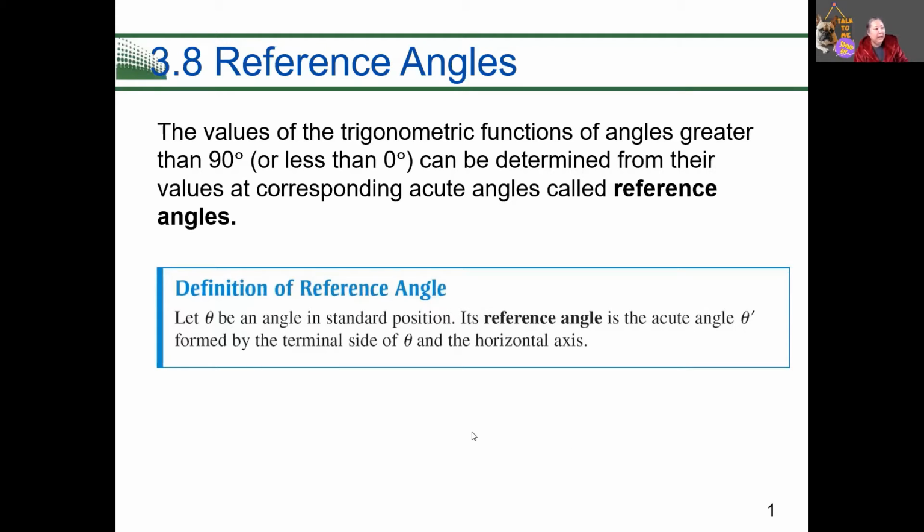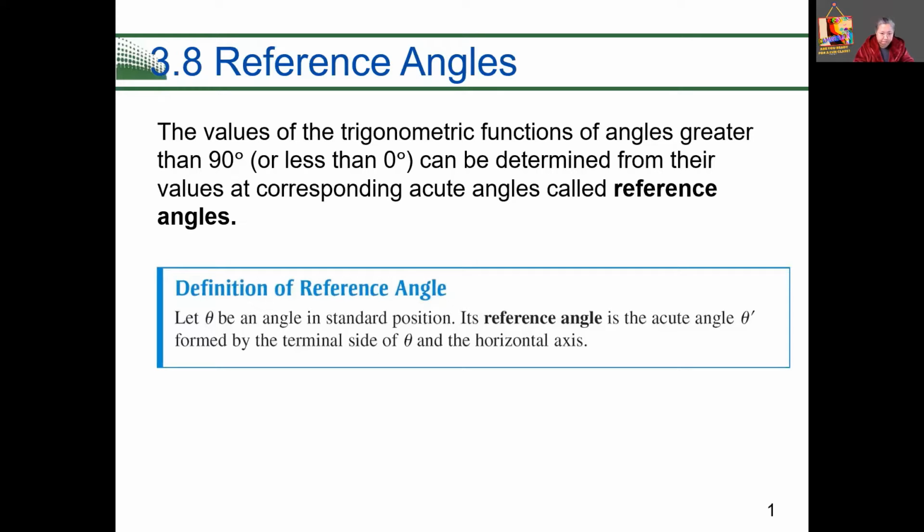Okay, 3.8 reference angle. What are reference angles? Let's read the definition here. Let theta be an angle in standard position. What is the standard position? We start from the 0 position on the quadrant, and then we measure the given angle counterclockwise, right? That way we verify the given angle is in standard position.